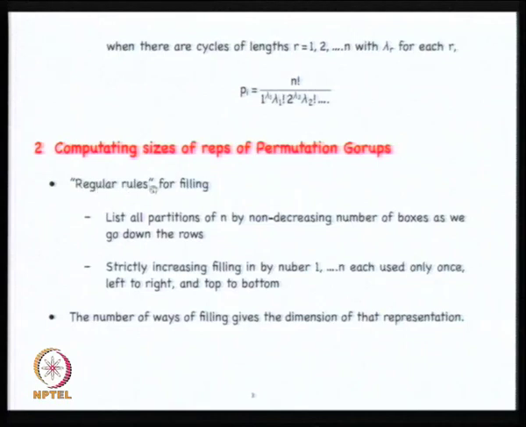The regular rules for filling are: list all the partitions of n by non-decreasing number of boxes as we go down the rows. So, take the total number n of boxes and start stacking them sideways and then also downwards, but such that the upper row has at least as many boxes as the next row. So, this is a non-decreasing number of boxes as you go down, I mean in each row.